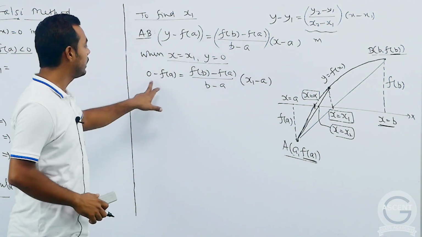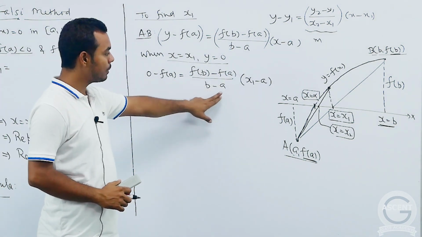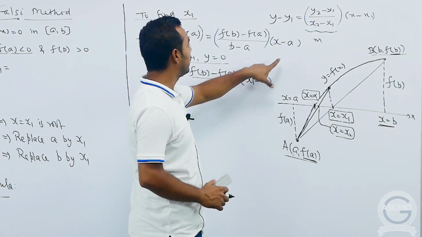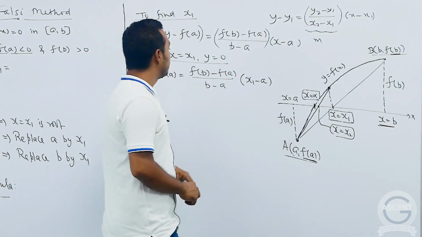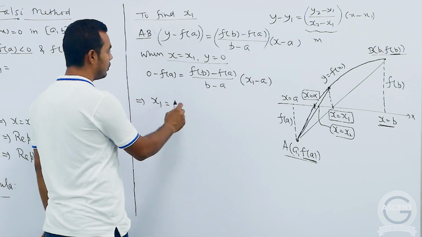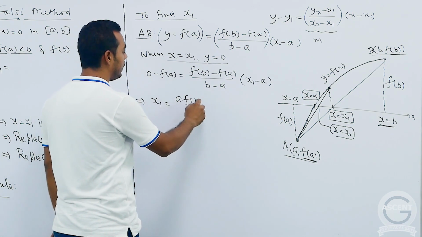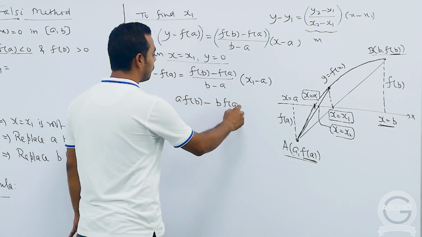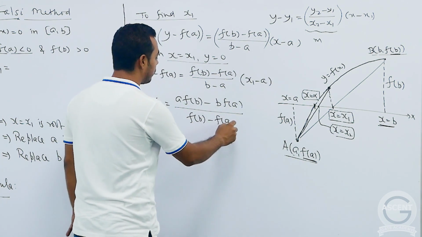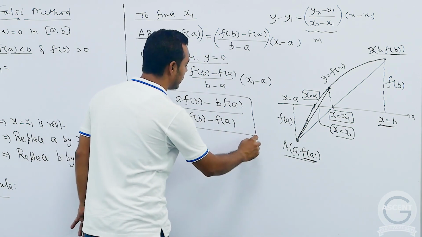Okay, y minus y1: in place of y we have 0, the slope of the line is f of b minus f of a by b minus a, in place of x I have written x1, and this was the first point a. Now if you rearrange this relation, which you can do on your own, you will find that x1 equals a f of b minus b f of a by f of b minus f of a. So this will be the formula to calculate the first approximation x1.